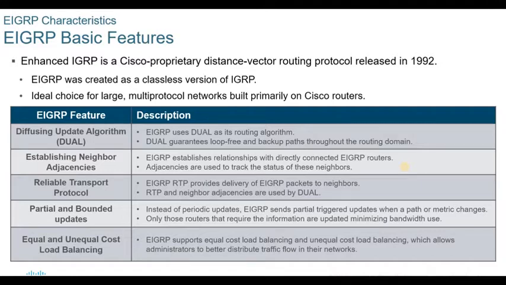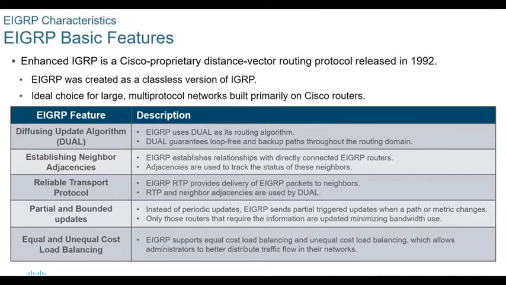Okay, so it means that the information about the rest of the network is learned from directly connected neighbors. With that being said, here are the different EIGRP features along with their descriptions. Number one, EIGRP uses what we call the DUAL algorithm, or Diffusing Update Algorithm. This is the algorithm that is used whenever you implement EIGRP.